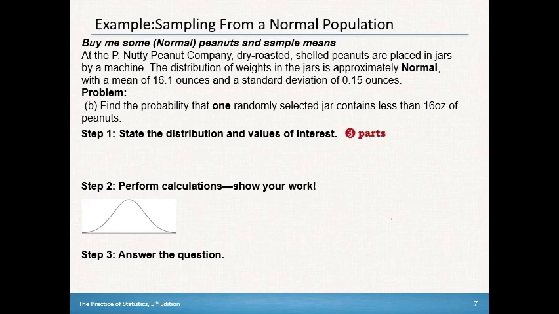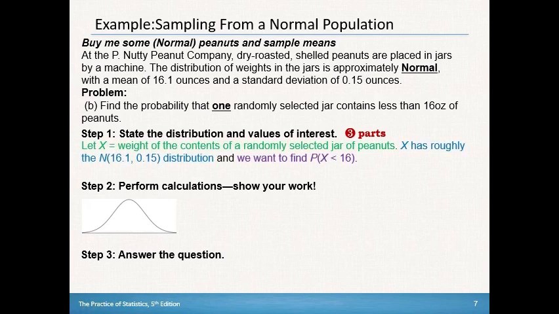So in step 1, we have 3 components. And what would those be? First we want to define a random variable. So X, let's say, is the weight of the contents of a randomly selected jar of peanuts. X has a roughly normal distribution. They gave us the mean and the standard deviation. And we want to find the probability that X is less than 16. You could have also said less than or equal to. That's the same thing.